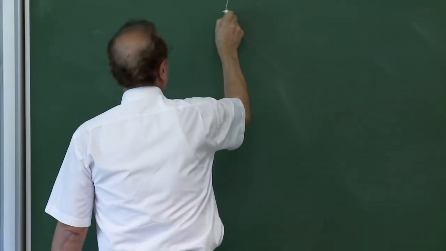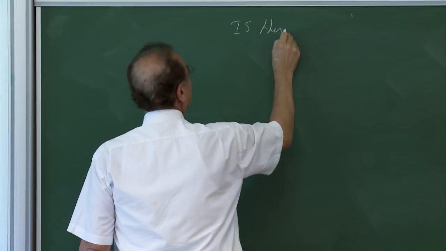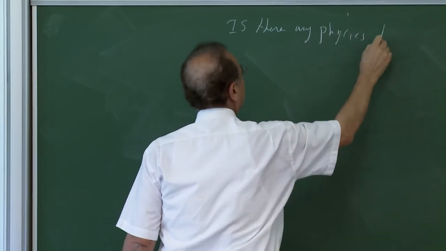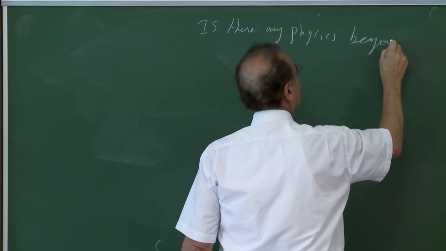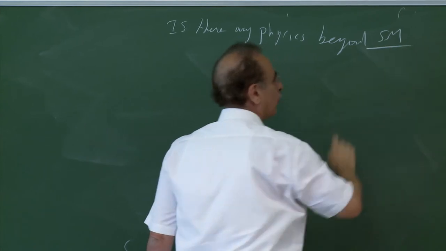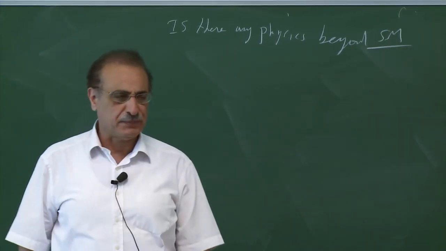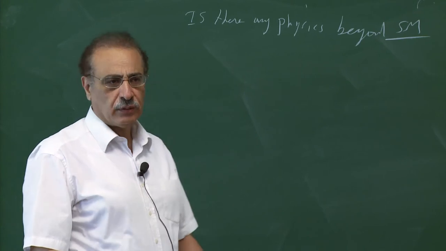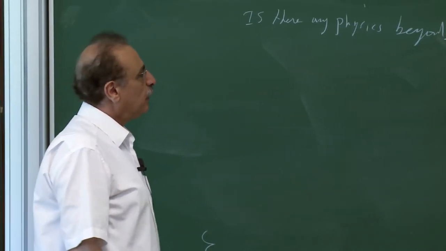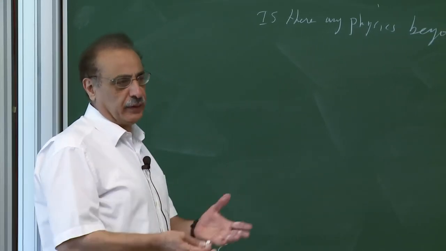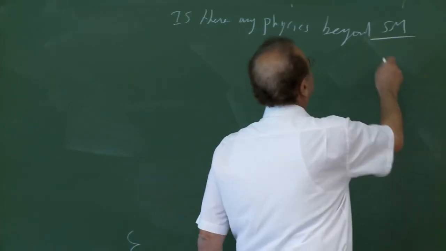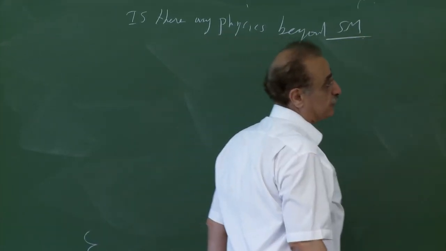The question is, is there anything beyond the standard model? It's now known that experimentalists are looking for new physics, mostly in the form of supersymmetry, but in the form of anything, actually. Everything is open for possibilities. And it's a relevant question: any physics beyond the standard model?